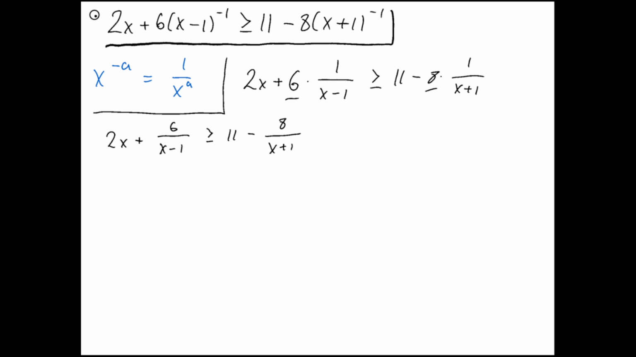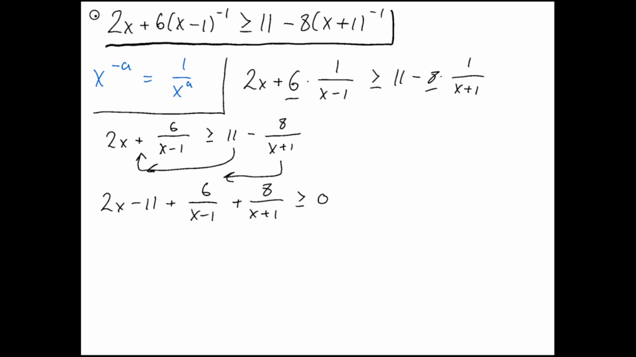And before I actually do that, I'm going to shift everything over to one side so that the computations are a little easier. So first thing I'm going to do is move this 11 over. So 2x minus 11. And I'm going to move this 8 over x term over. So this will be, I'm going to order it a little weird, I'm going to put the 6 over x minus 1 first, plus 8 over x plus 1. So as you can see, what's left over on the other side is 0. So I've essentially taken this 11, put it right here, and this 8 over x plus 1 term, and put it here.